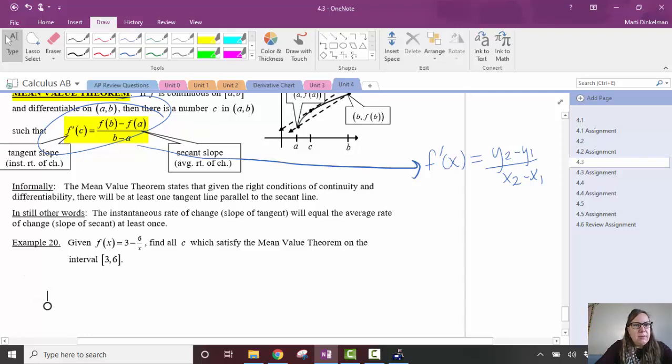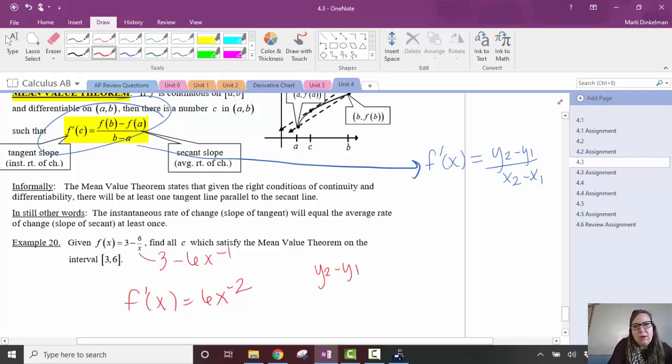So on example 20 here, we're going to find the values that satisfy. So again, we're going to take the derivative here. And again, let's think of this as 3 minus 6x to the negative 1. So let's take the derivative. So f prime of x, maybe we should label that a little bit here, is going to be a positive 6x to the negative 2. And then our old slope formula, so we're going to go y2 minus y1 over x2 minus x1.